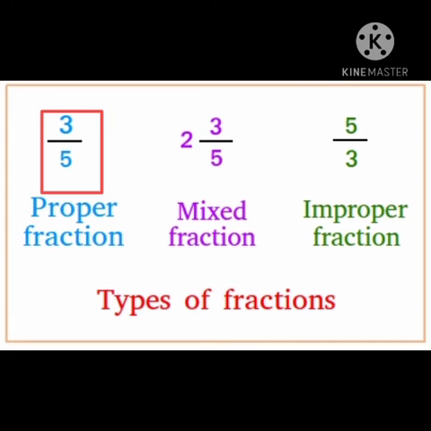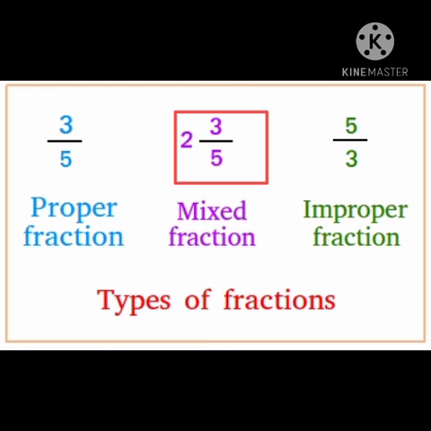See children, the first one is the proper fraction. Proper fraction means the numerator is smaller than the denominator. See here, 3 by 4 is a proper fraction. The second one is the mixed fraction. A mixed number consists of a whole number and a fraction. Whole number and a fraction. Here 2, 3 by 5 is a mixed fraction. Here 2 is a whole number and 3 by 5 is which one? Yes, it is a fraction.